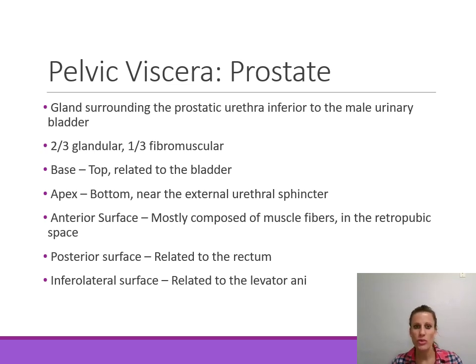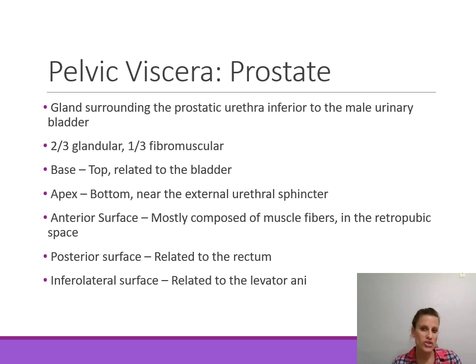The remainder of the lecture will focus on the prostate gland. The prostate gland is a gland that's present only in men, or males, and it surrounds the prostatic urethra in men, inferior to the urinary bladder. 2/3 of the mass of the prostate is glandular, and 1/3 of it is fibromuscular, muscles mostly in the anterior portion of the prostate. The base of the prostate is the superior surface, or the top that's related to the bladder, and the apex is the bottom that's down near the external urethral sphincter.